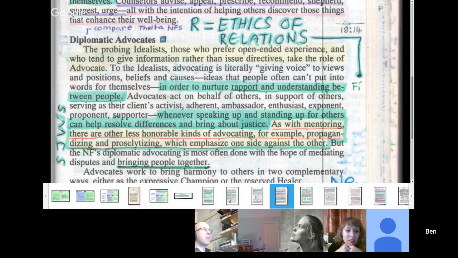Then we've got what we looked at before, rapport and understanding between people. Yeah. Because it's an informing role rather than a directive role. Because with ENFJ and INFJ, the Kersey versions of those are about directing people. I'm definitely not directive, so no. Yeah, so this is a good fit for me.